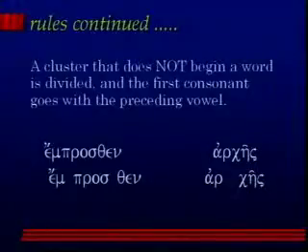Now you might want to ask the question, well, why didn't you separate the p and the rho in the second syllable? Well, the reason for that is that the p and the rho come together in Greek to pronounce a PR sound similar to what you have in English.